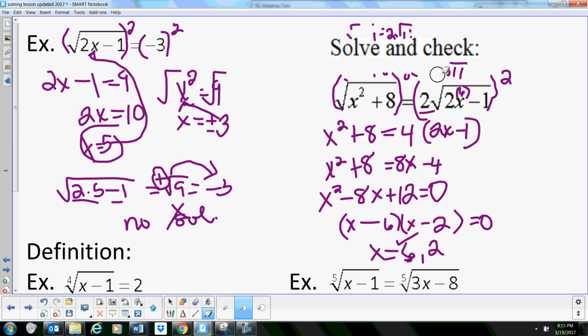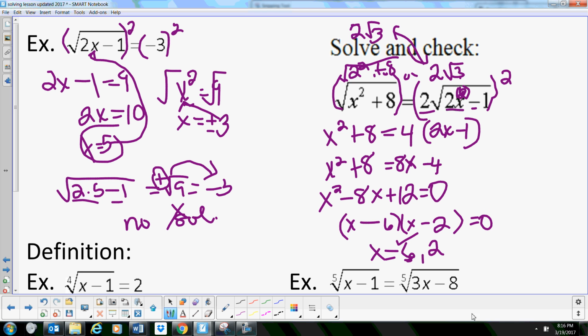Now let's go back, clean this up, and now let's plug in our 2. Okay, let's plug in 2 this time. 2 squared is 4. So we're going to take the square root of 12, which we know is 2 root 3. And we'll plug in a 2 here. 2 times 2 is 4, minus 1 is 3. So we also have a 2 root 3. So these two check out, and they are equal. So this one actually has two solutions.